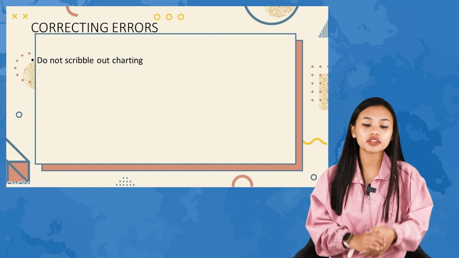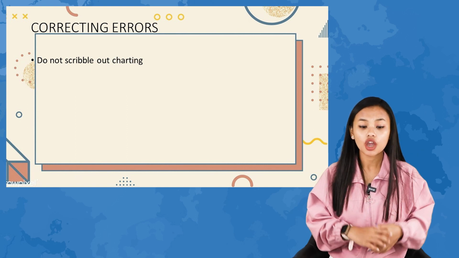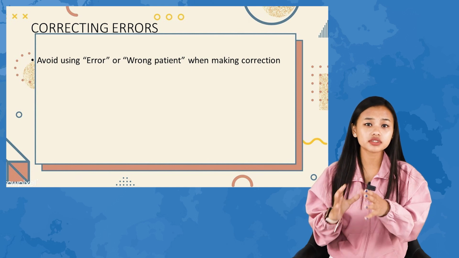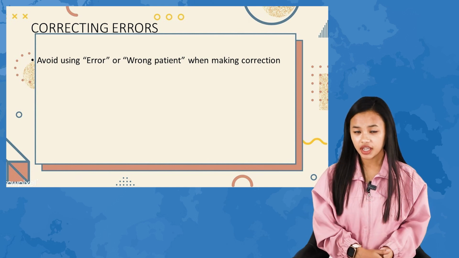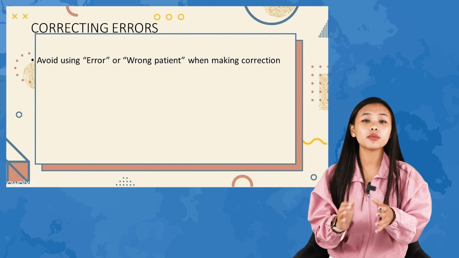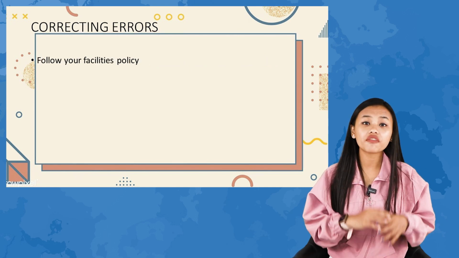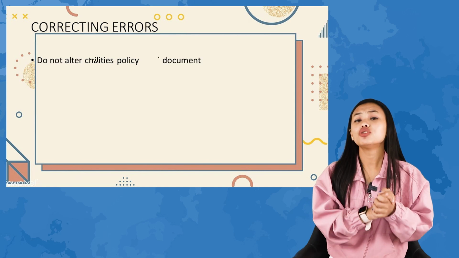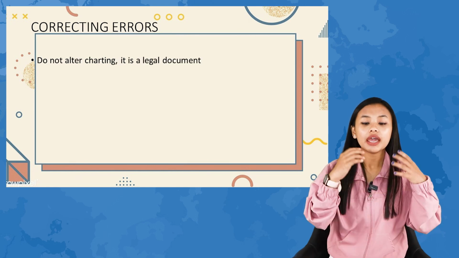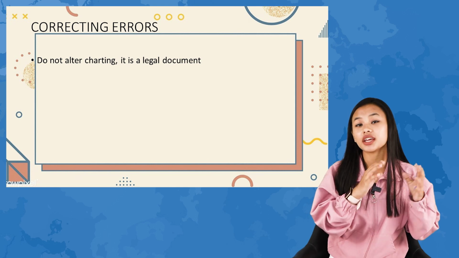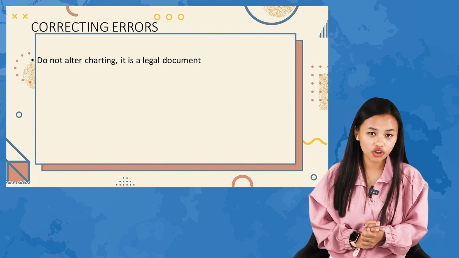You should also make sure that you do not scribble out the charting. You should avoid making any mistake in recording the client's name while you are making any corrections. You should also follow your facility policy. You should not alter the charting, because this charting can also serve as a legal document, right?